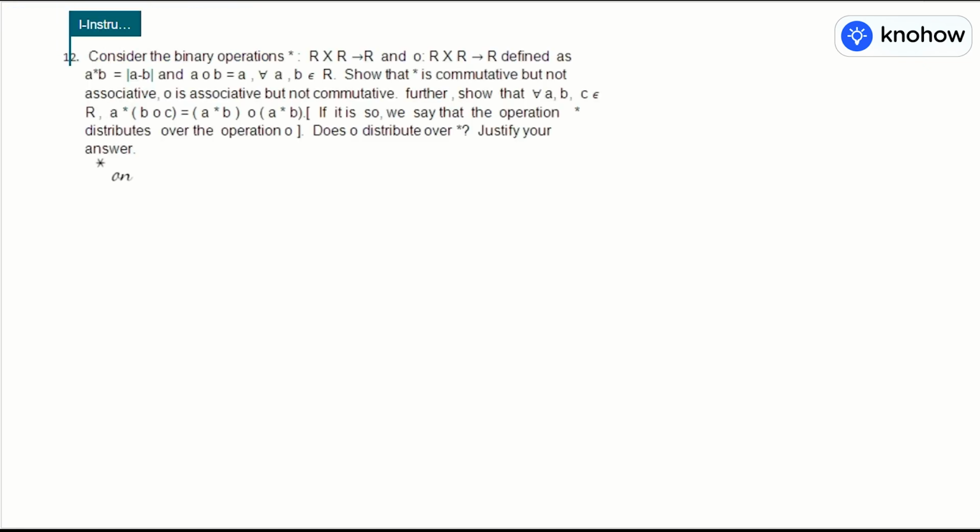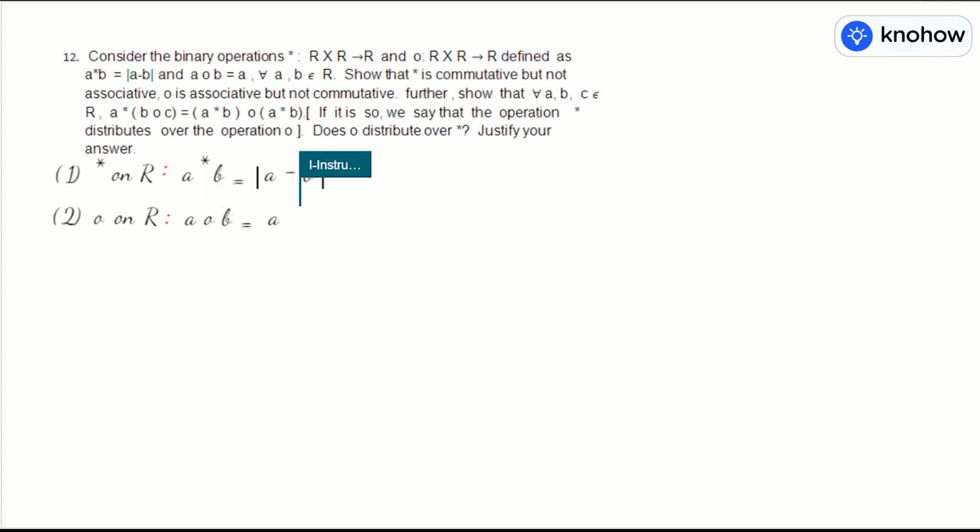Binary operation star on R cross R, that is on R in short, such that, let me define here, A star B is defined as modulus of A minus B. That is the first one. And the second binary operation denoted by O, again on R cross R, or in short I write R, is defined as A O B is A, the first element.